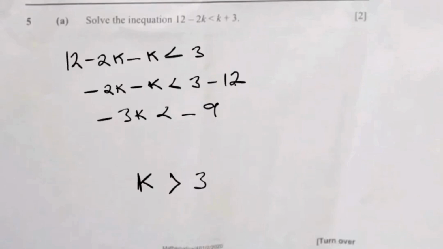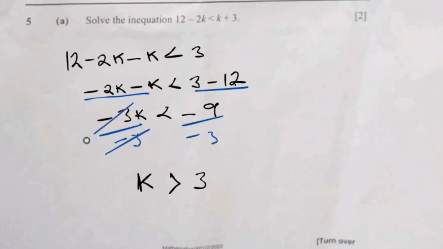The next problem is about inequalities. So first of all, like terms together, I just wrote 12 minus 2k minus k, which is k, crosses the inequality sign, is less than 3. Then I subtract this side by 12, that is 3 minus 12. Now, negative 2k minus k is negative 3k. That is 3 minus 12 is negative 9. I want k, so I divide throughout by negative 3 and divide throughout by negative 3. Now, immediately we divide by a negative, the inequality sign changes direction. So it was less than, it is going to be greater than 3. That is negative 9 divided by negative 3. That's it.